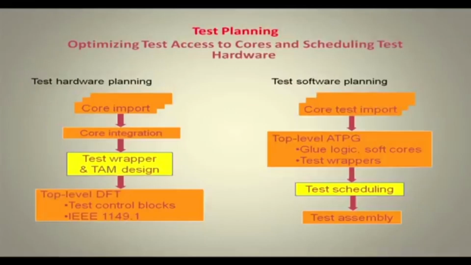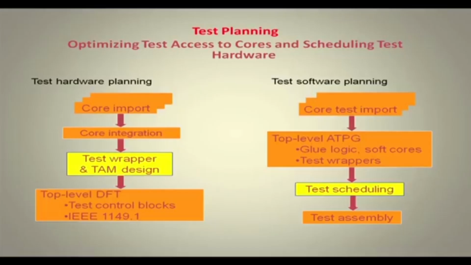So, we have to do some sort of test planning. We just cannot leave it to an ad hoc solution. So, we need to optimize test access to cores, and we also need to do scheduling of test hardware. So, how is this done? We have to do some test hardware planning.